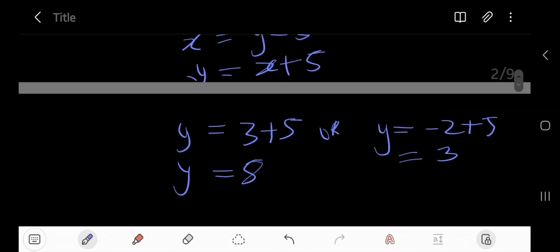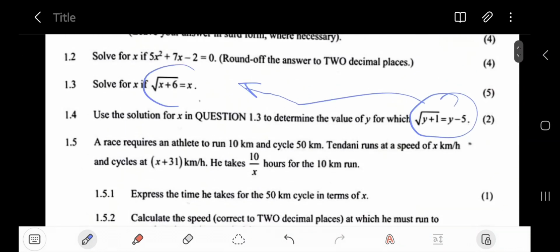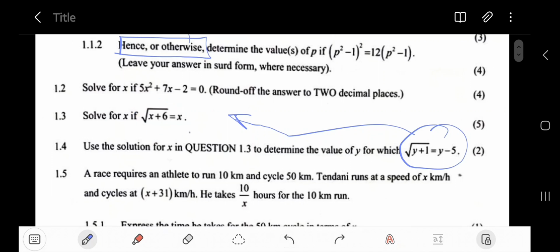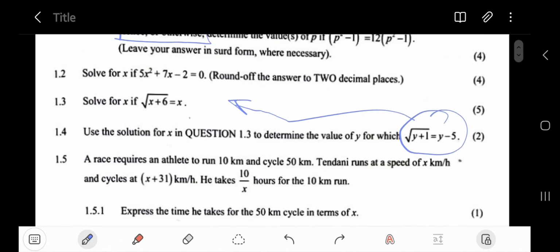But we understand that this is a root equation, which means that both answers cannot be correct. We only have to have one answer here. So we're going to replace it into this formula. Let's try replacing 8. The root of 8 plus 1, which is the root of 9, gives us 3. And 8 minus 5 indeed also gives us 3. So 8 is the correct solution here.